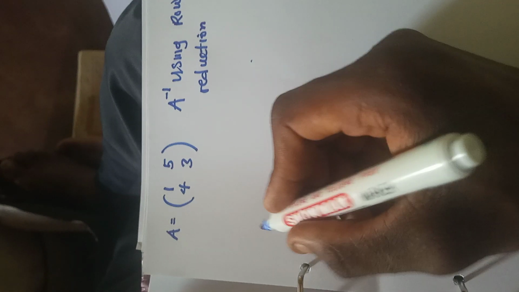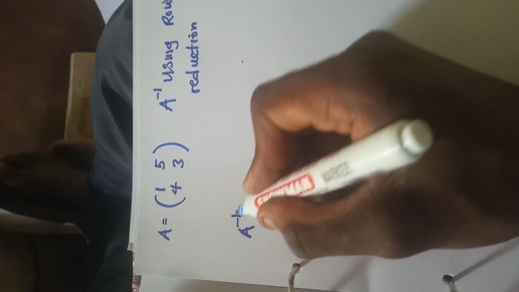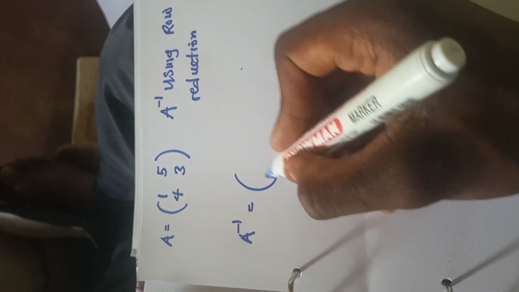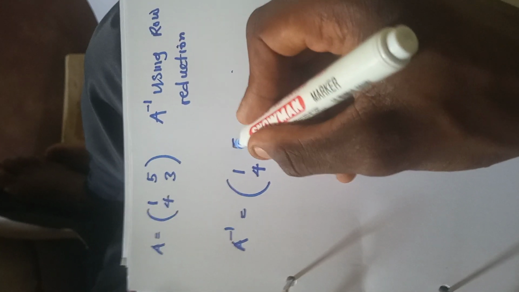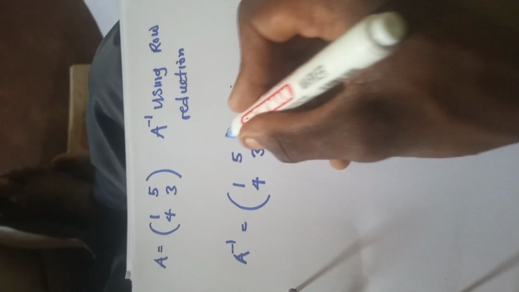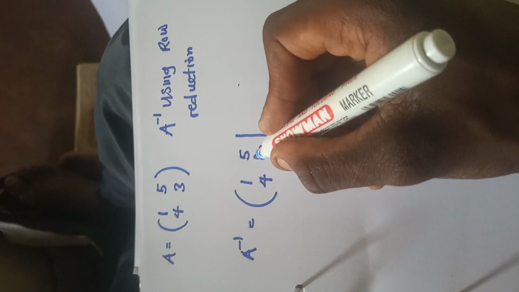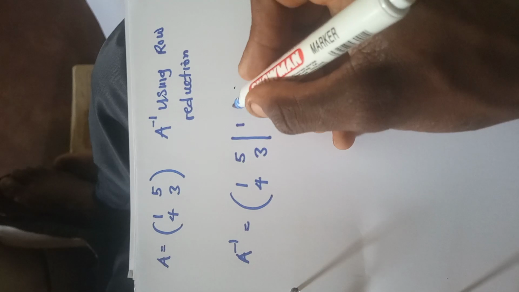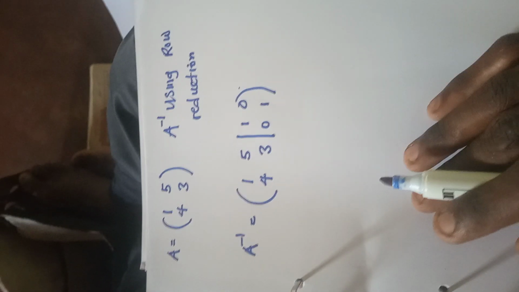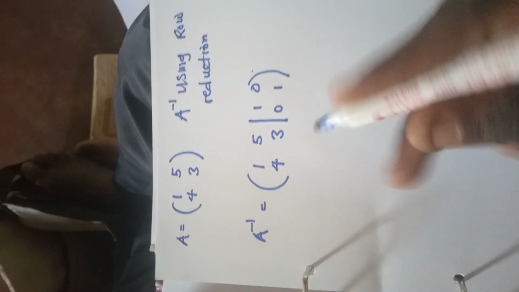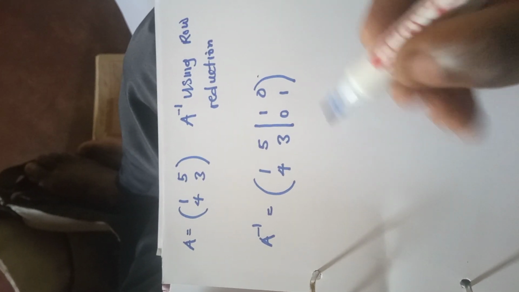So we'll say A inverse equals, then we'll say 1, 4, this side I'll say 5, the way it is, 3. I'll cross a line, and then I'll write the identity matrix, which is 1, 0, 0, 1. So the secret is to make this side to be identity. So how are you going to do it?